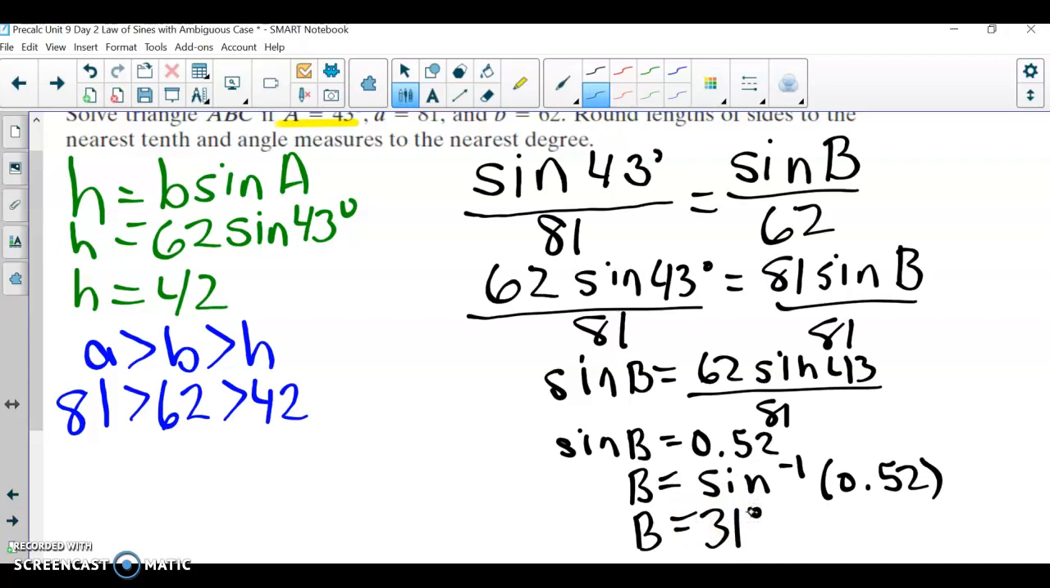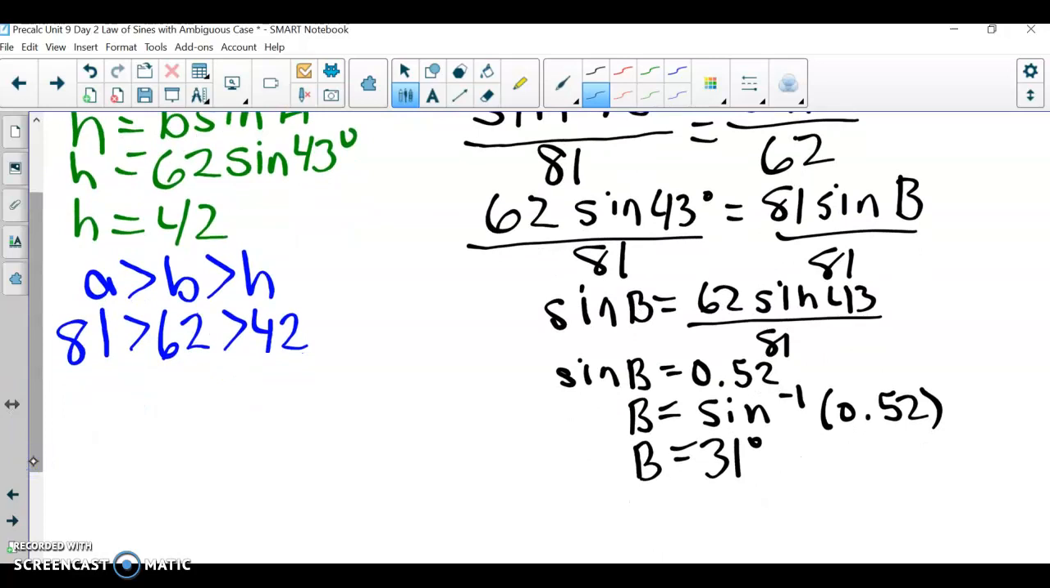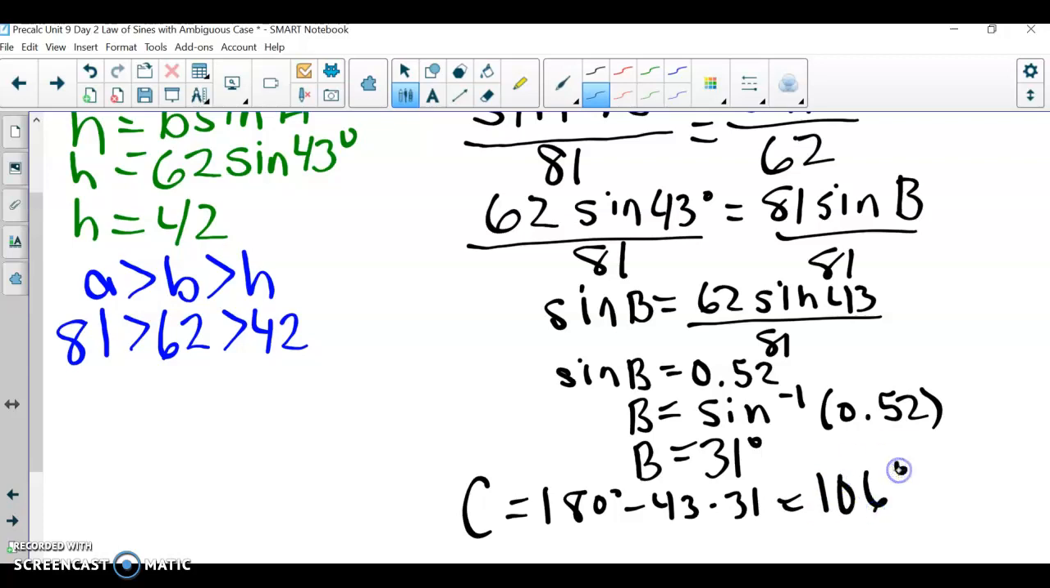So B is 31. I know A is 43. And so now how do we find our angle C? Big C is equal to 180 minus 43 minus 31. And that's 106 degrees. Now the last one left for me to solve for is little c.